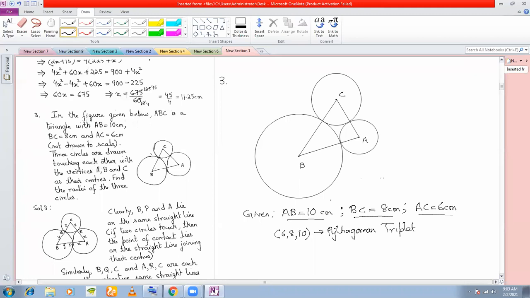Although we will not make use of it, that is a different issue. This is just for your information that since 6, 8, and 10 is a Pythagoras triplet, this triangle ABC is a right angle triangle. And the greatest side here, 10 centimeters, is your hypotenuse. But we will not make use of this fact. Maybe if I give you an examination, I can twist this question a little bit.